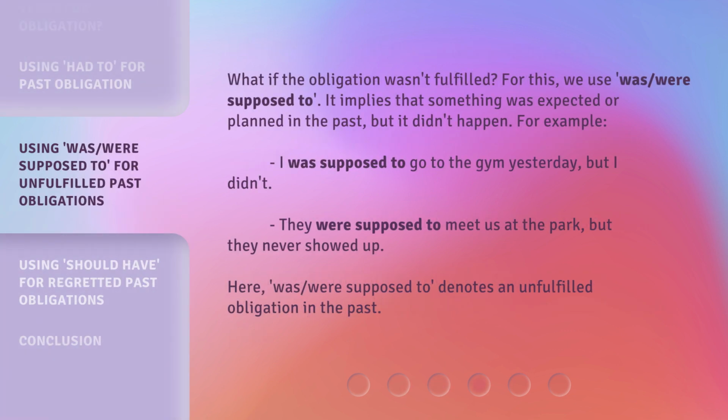What if the obligation wasn't fulfilled? For this, we use "was, were supposed to." It implies that something was expected or planned in the past, but it didn't happen. For example, I was supposed to go to the gym yesterday, but I didn't. They were supposed to meet us at the park, but they never showed up. Here, "was, were supposed to" denotes an unfulfilled obligation in the past.